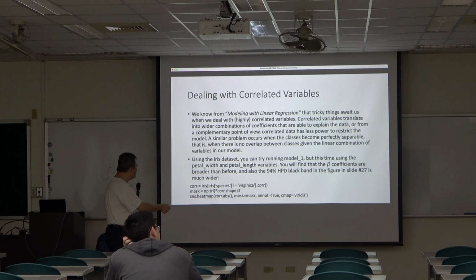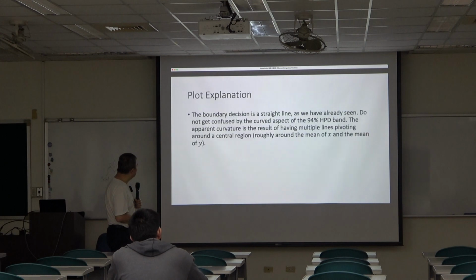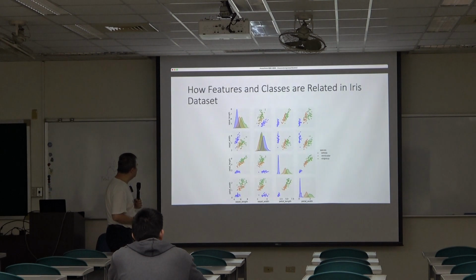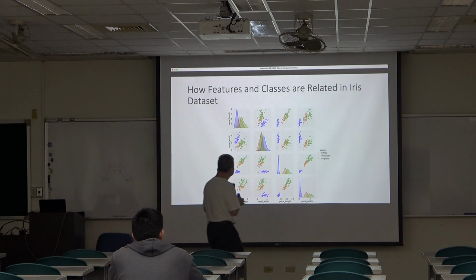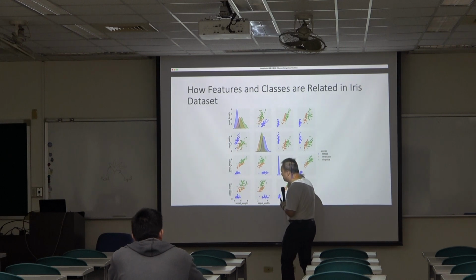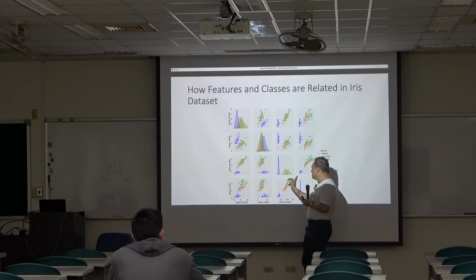First, let me show you the petal width and the petal length. Where is it? Here. Petal length and petal width, right? So you can see they are highly correlated.